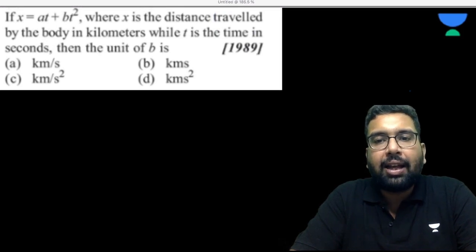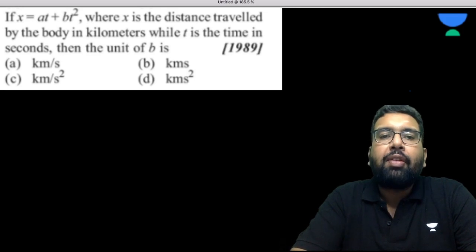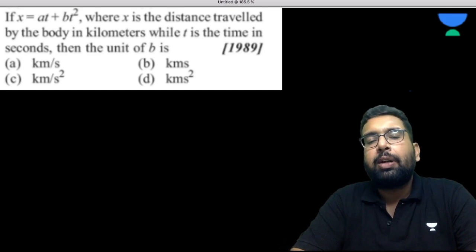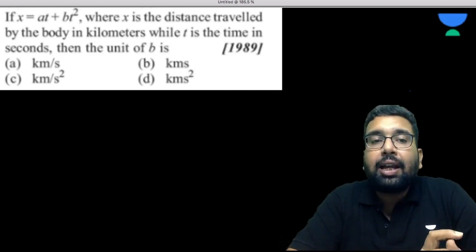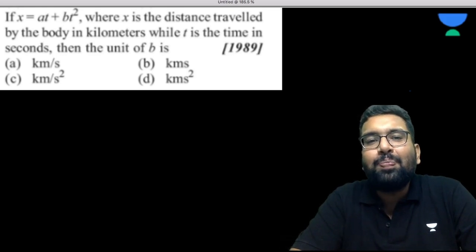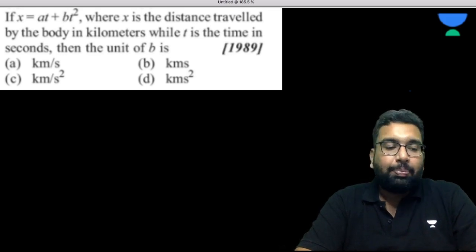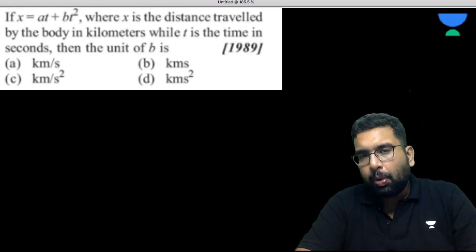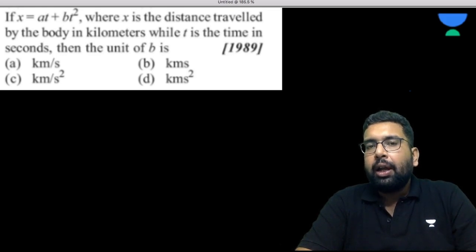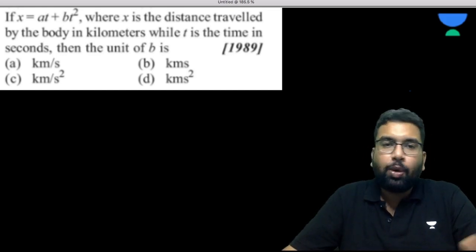Now what does it say? Read this question. If x is 80 plus bt square, where x is the distance traveled by the body in kilometers and t is the time in seconds, then the unit of b is. So what could be the unit of b from here? Guys, before I solve it, please pause the video, or if you are live, you can answer it now. Otherwise, please do solve before I solve this question.